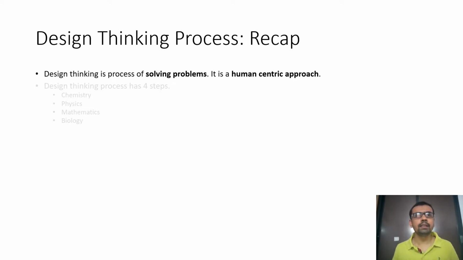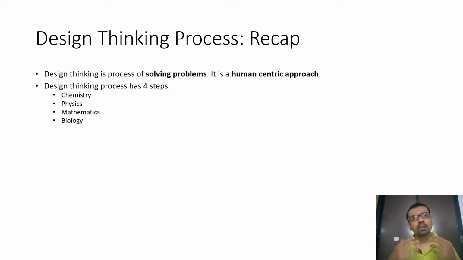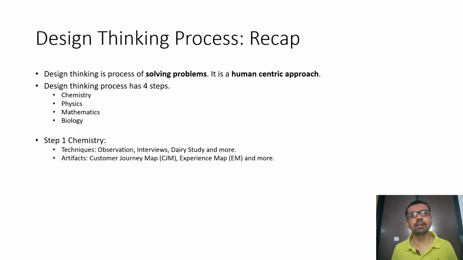The design thinking process has four steps. As we discussed, we have chemistry, physics, maths and biology. In chemistry, we understand and grow the customers. We used different techniques like observations and interviews. We have artifacts like the customer journey map, experience map and impact mapping.